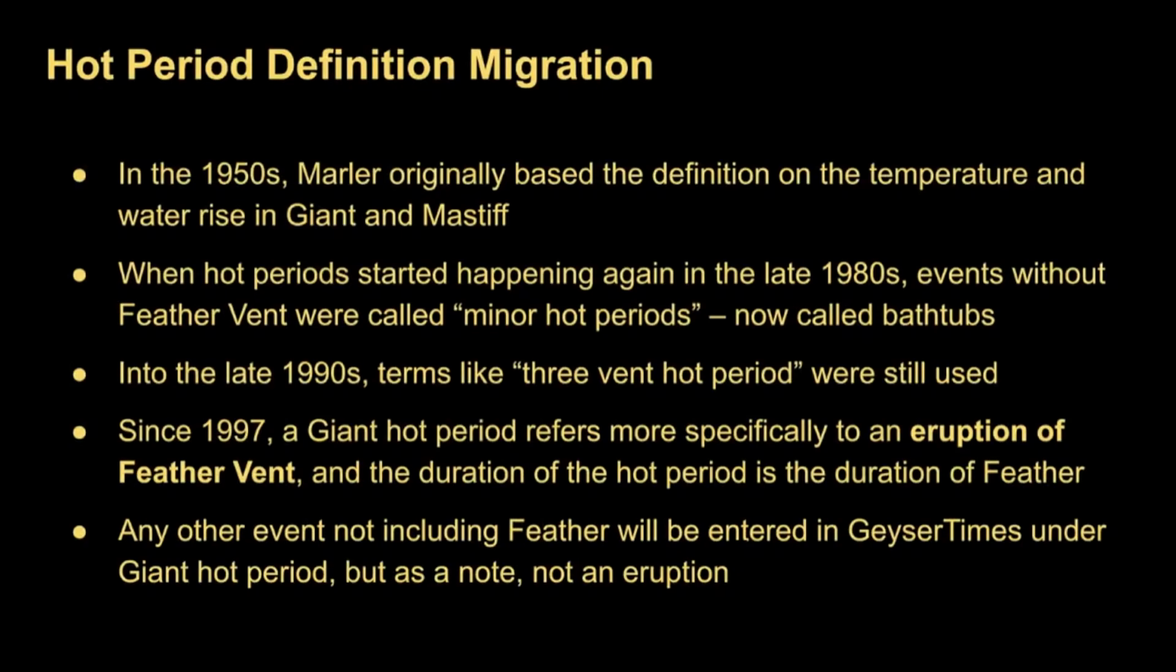Into the late 1990s, terms like a 3 event hot period were still used to talk about the strength of a hot period. But since 1997, a Giant hot period has referred more specifically to an eruption of Feather vent. And the duration of the hot period is the duration of Feather. So any other event not including Feather would be entered into Geyser Times under Giant hot period, but as a note, not an eruption.